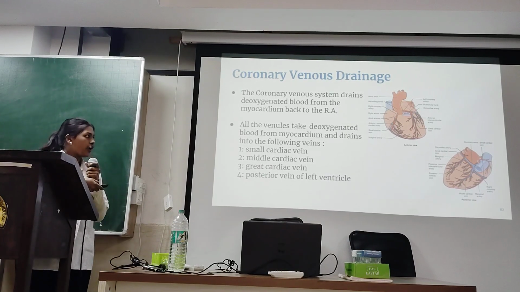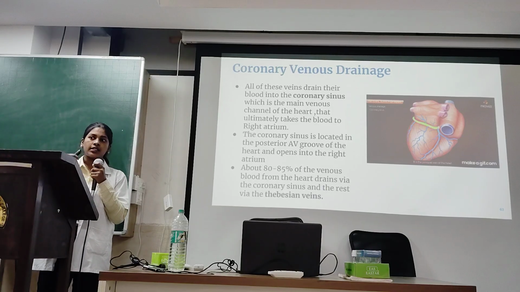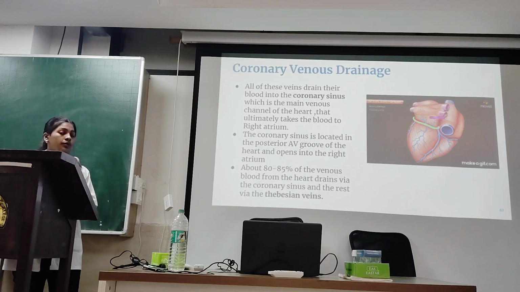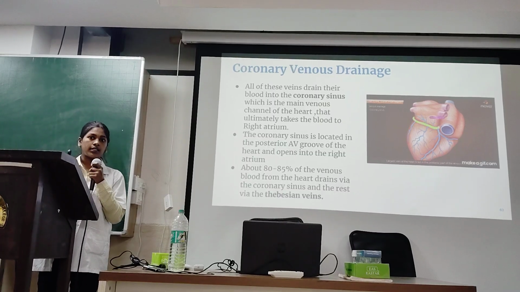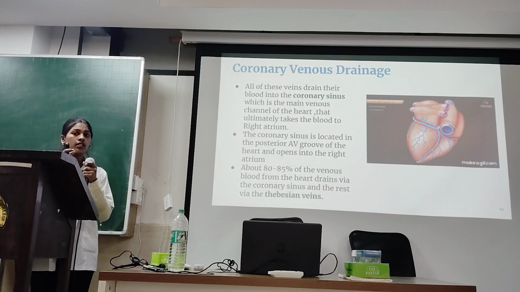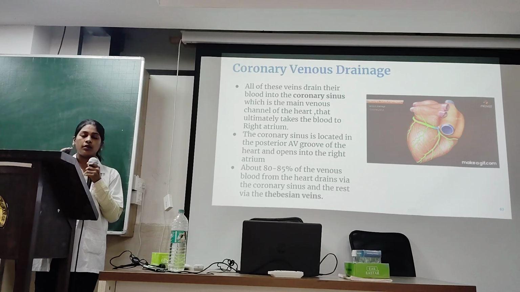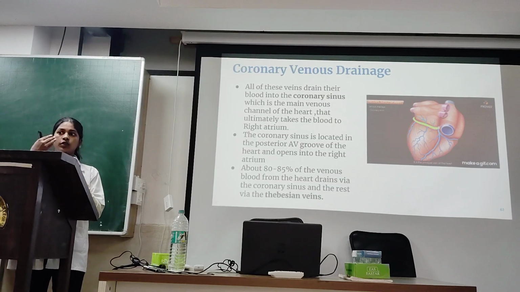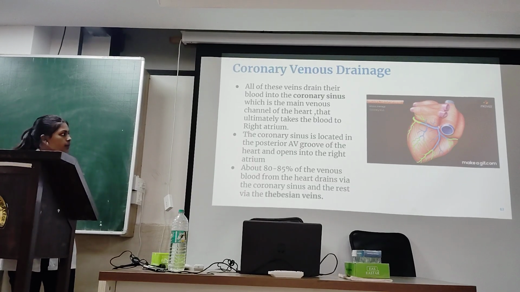About 80 to 85% of the deoxygenated blood is brought to the right atrium by the coronary sinus. Now what about the rest 15 to 20%? The rest 15 to 20% of the blood is taken to the right atrium by the Thebesian veins. The Thebesian veins are small veins which are present on the periphery of the myocardium. They cover the whole of the heart, and they take deoxygenated blood directly from the myocardium to the right atrium.